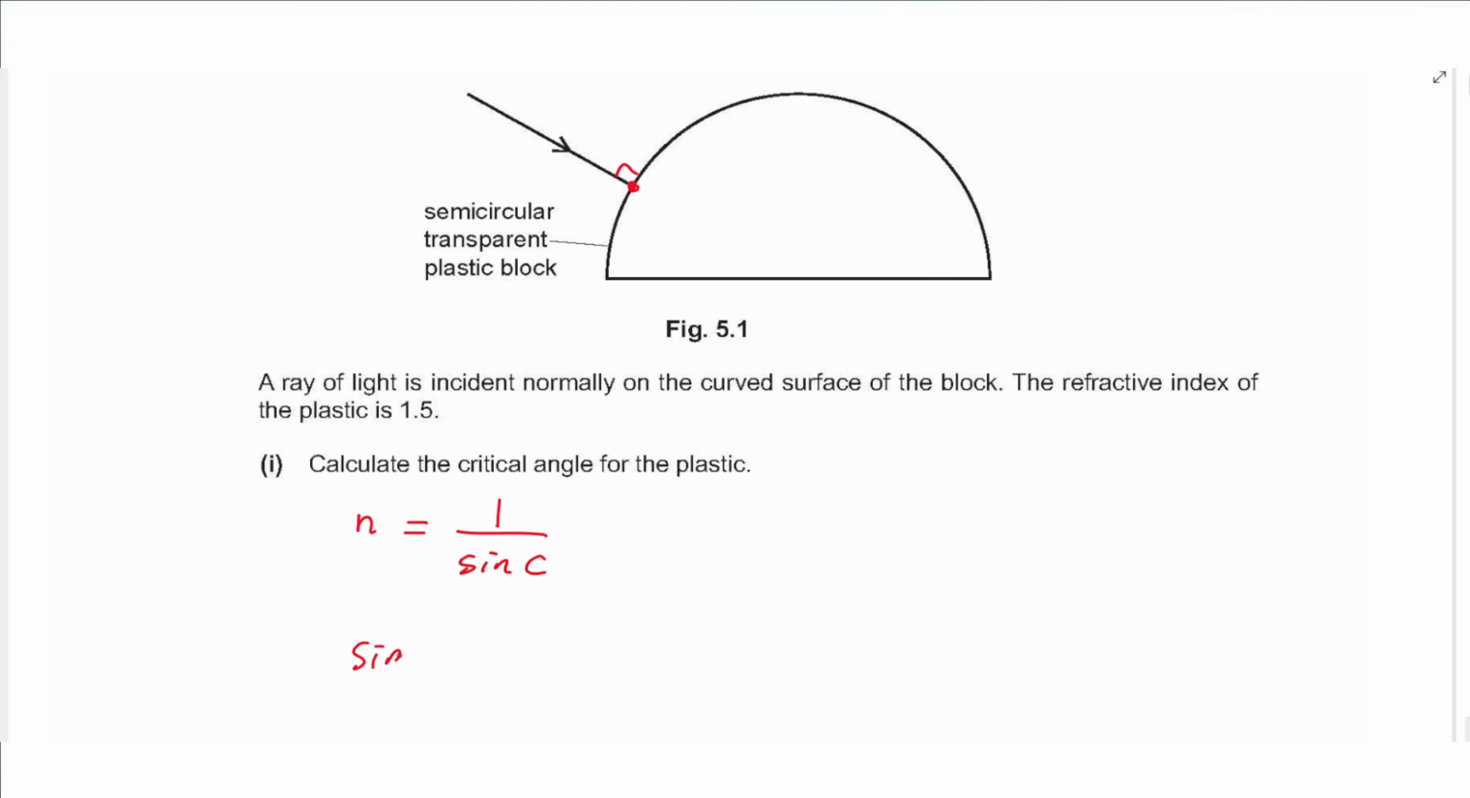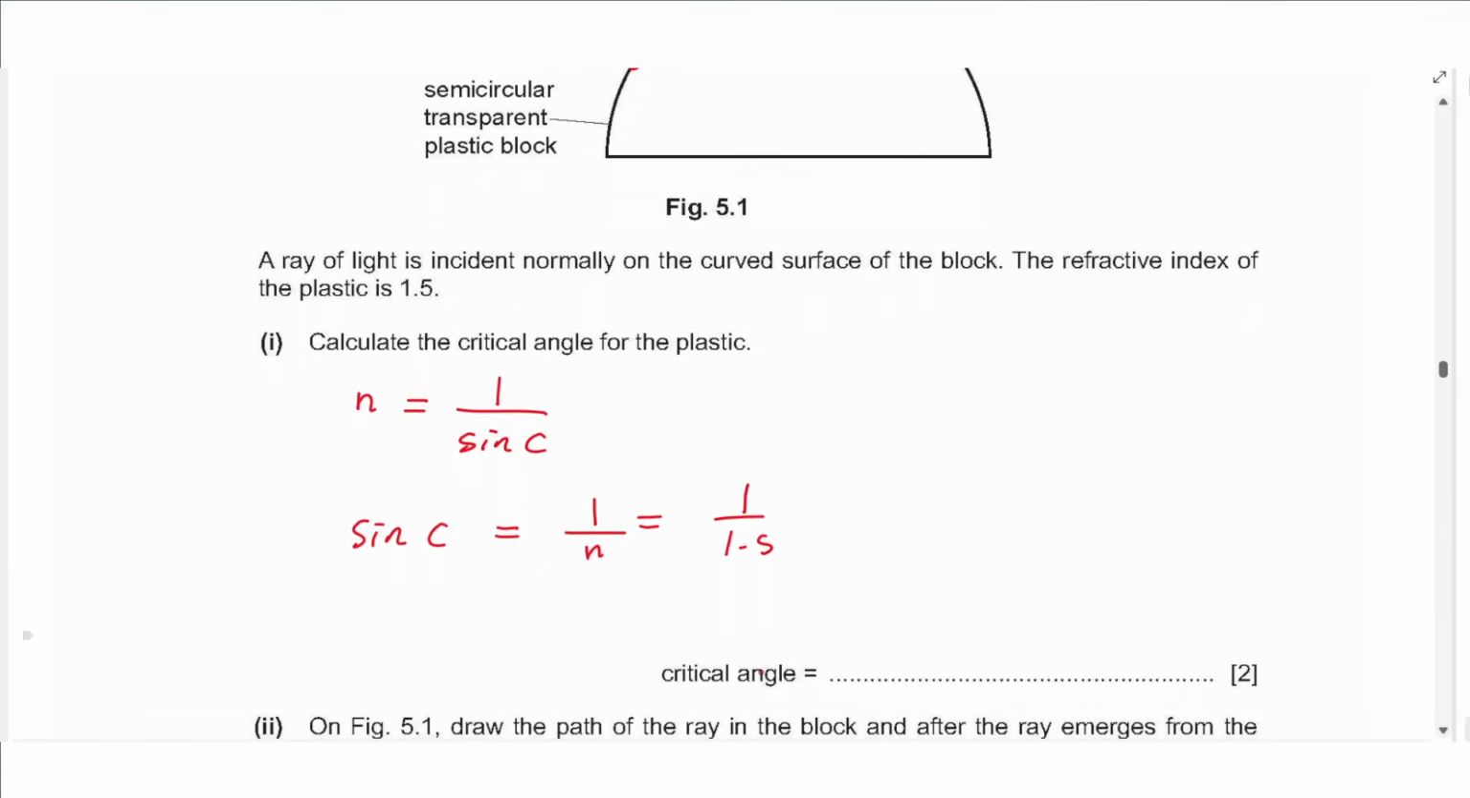So sine of the critical angle is equal to 1 over n, which is 1 over 1.5. Then we do an inverse sine on the calculator. We use shift sine answer. First we divide 1 by 1.5, and shift sine answer gives an approximate value of 42 degrees. It is actually 41.8103, but we will approximate it to 2 significant figures.